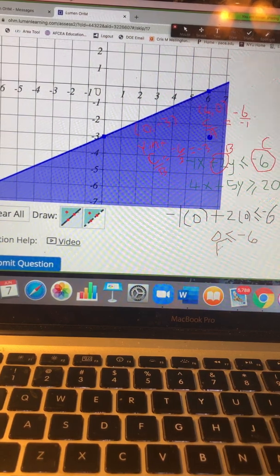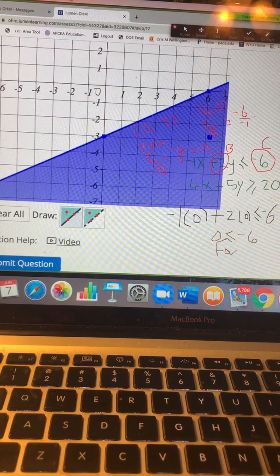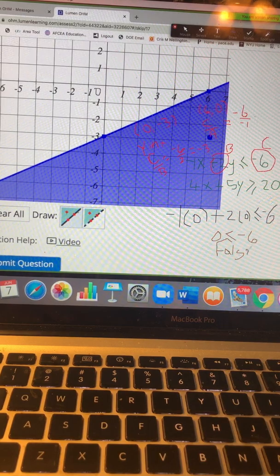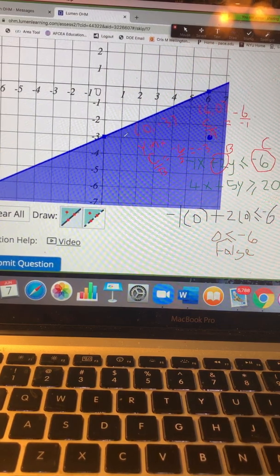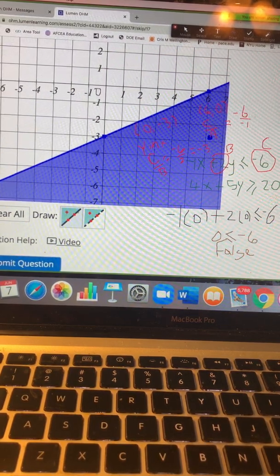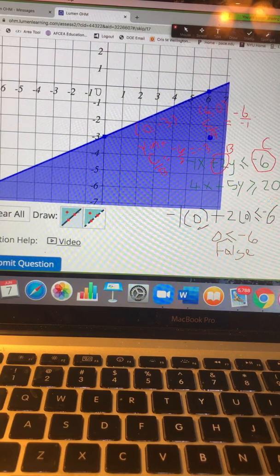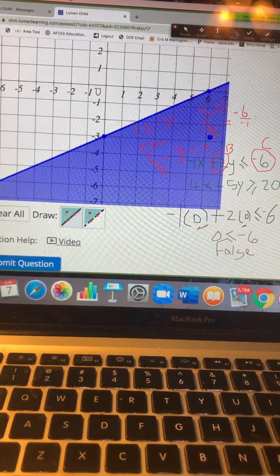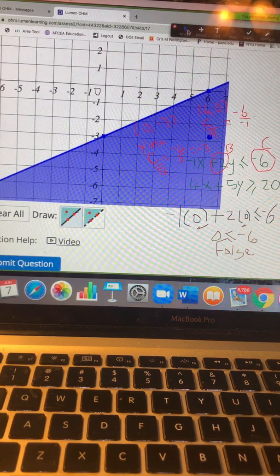So this statement is false, which means the origin cannot be there. In other words, we cannot plug 0, 0 in. It's not going to give us a true statement. So therefore, the origin cannot be there. When x is 0 and y is 0, the inequality is not satisfied. All right, so let's go to the second part.